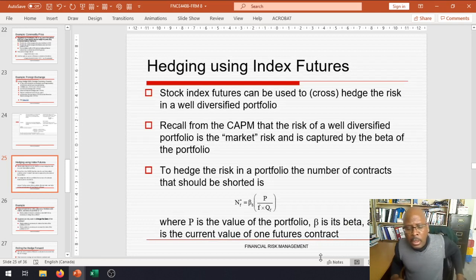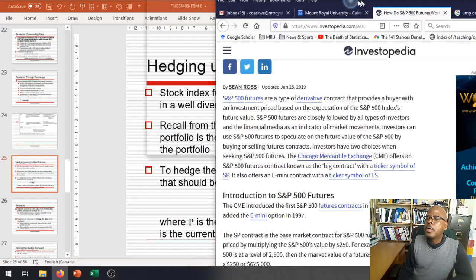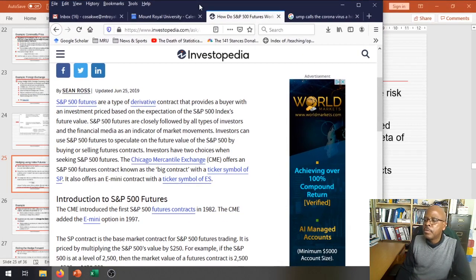So futures contracts on indices are financial futures that are only settled in cash. And the way you figure out what the cash settlement is, you take the futures price, and each futures contract on an index will have a multiplier, which is the contract size. For example, if we're going to use futures contracts on the S&P 500, then this then is from Investopedia.